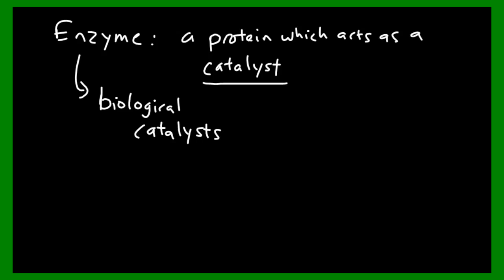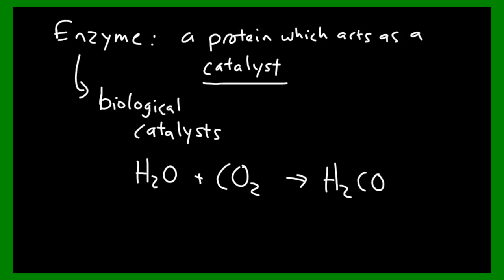They help chemical reactions go really, really fast. For instance, in your blood right now, there's water and carbon dioxide. That carbon dioxide is changed into carbonic acid, hydrogen carbonate. That process is important because it removes carbon dioxide from your bloodstream. If it didn't, you would start getting a buildup of this carbonic acid, which could be detrimental to your health.